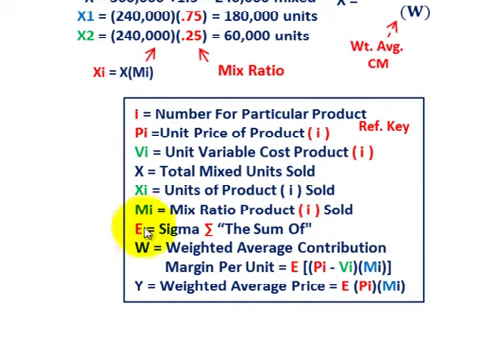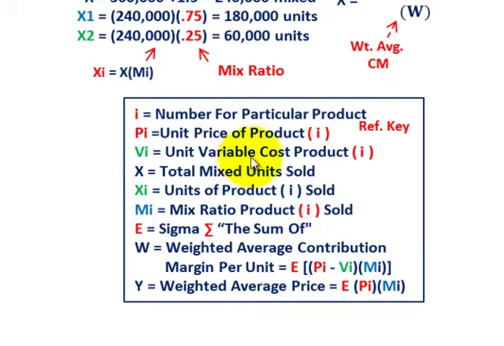And then sigma represented the sum of the total. W was the weighted average contribution margin per unit. That was sigma of the difference between unit price and unit variable cost times the mix ratio. And then Y, we didn't use this here, but that would be a weighted average price, again the summation of your unit price times your mix ratio.